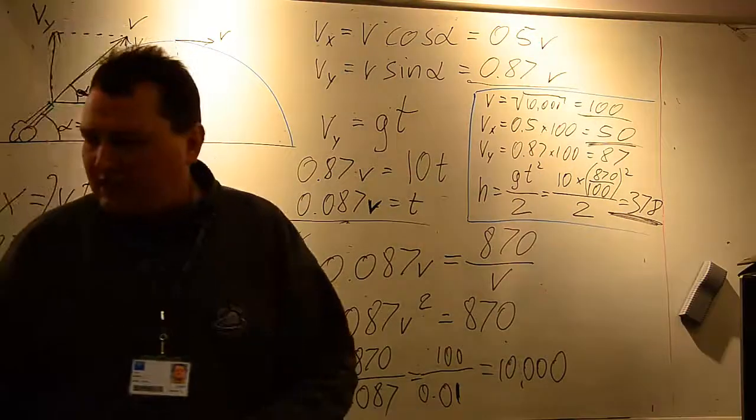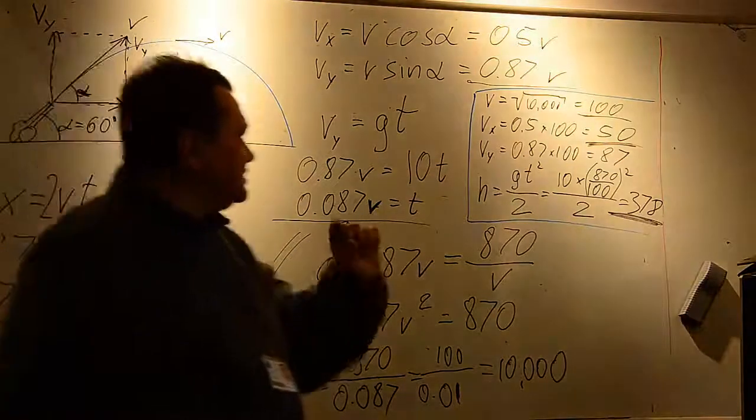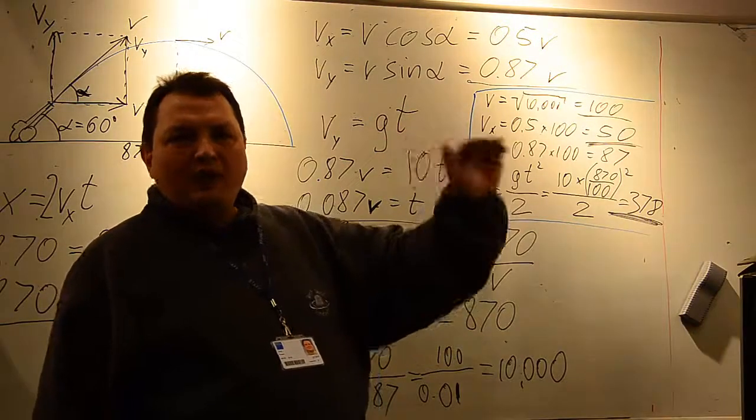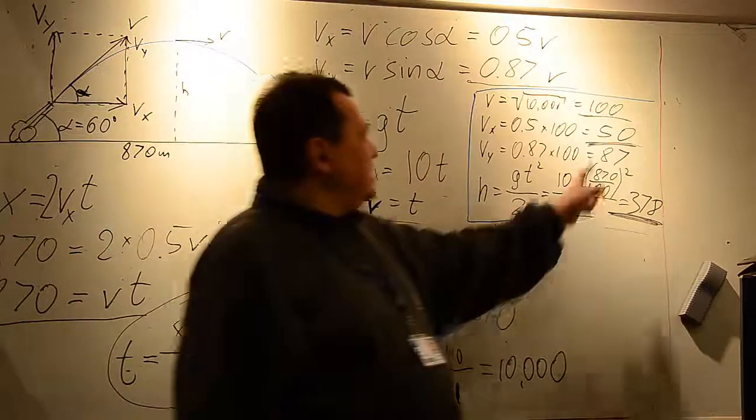378. So the answer is the height is 378, and the only component of the velocity that the bomb has at its highest point is 50.